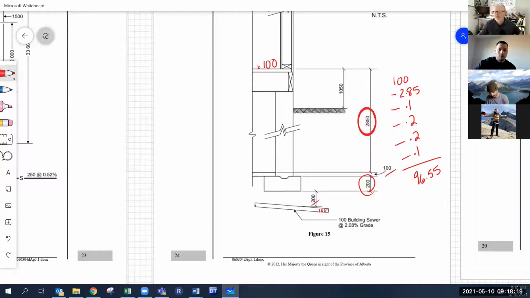Hey Doug, why is it 100 for the pipe? Because it says right here it is a 100 building sewer. And that is the size, 100 millimeter pipe. And remember, invert is the bottom of that pipe, the bottom of the inside of the pipe. Does that answer your question? Yeah, thanks. So Doug, your architectural is always in meters and your geodetic is always in millimeters, correct?